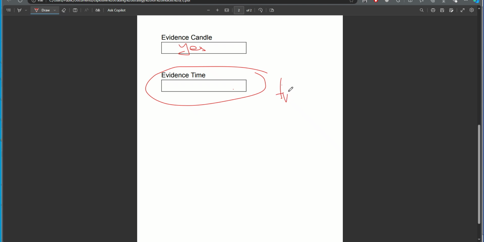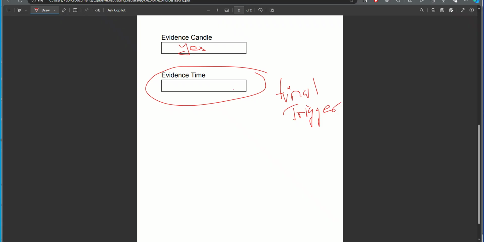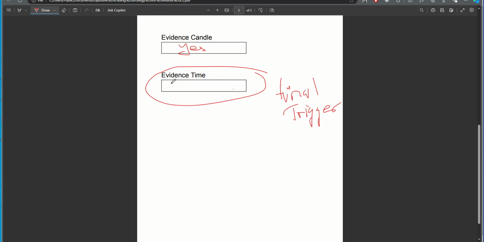Let me just put it as final trigger. Love this. What time? Okay, 18:03. What does this mean? It means it falls within the golden time. I'll draw this watch again in a moment. So this is 18:03.